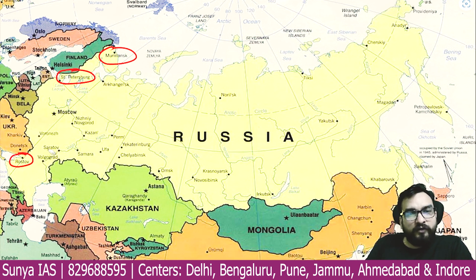Volgograd is on the Volga River. It is an important city, I have told you. Kazan also, you can remember. Kazan, Volgograd. But these three ports are important. These were the European Russian places.